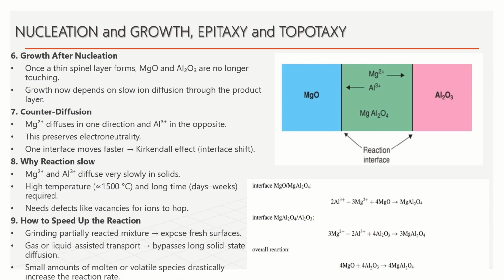Once the reactants get separated by a product layer, further reaction becomes nearly impossible. To speed up the reaction, one useful trick is to take the partially reacted mixture, grind it again, and heat it once more. The grinding breaks the thick product layer and exposes fresh surfaces of magnesium oxide and aluminium oxide so that the reaction can continue. Another trick is to use a small amount of gas or liquid that can carry ions faster than solid diffusion. Even a tiny amount of such a transporting phase can drastically speed up the reaction.